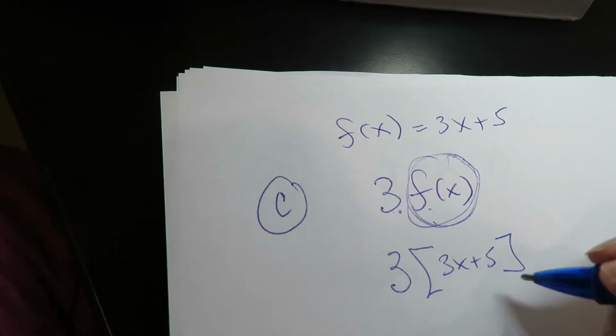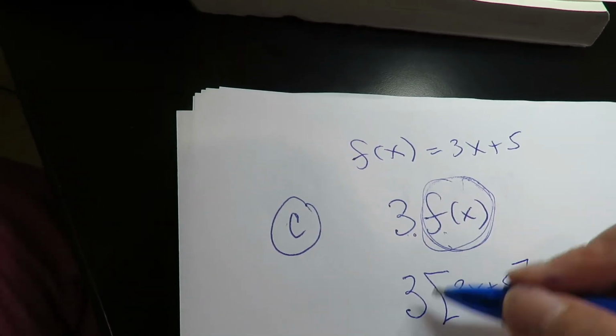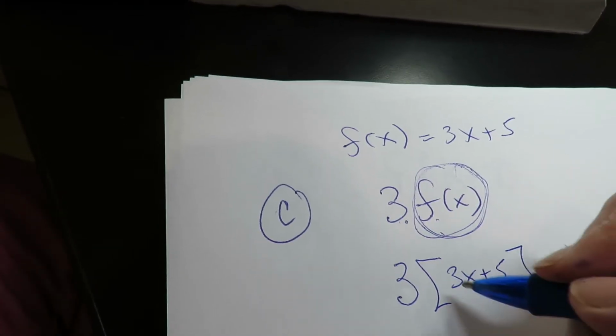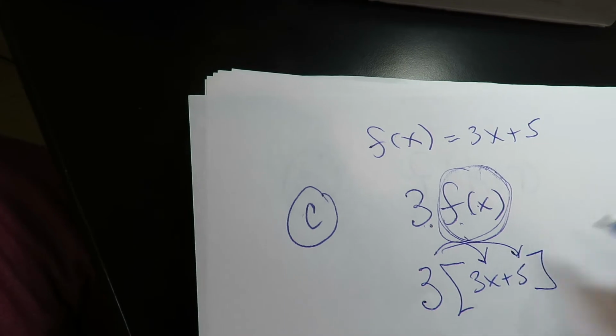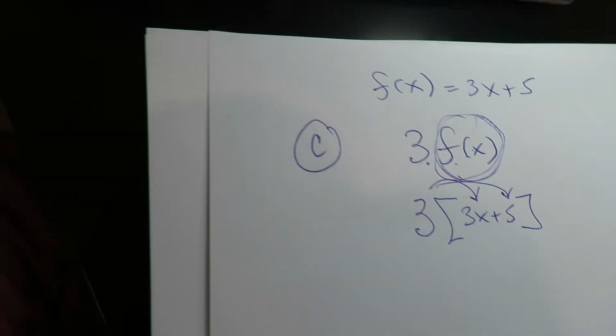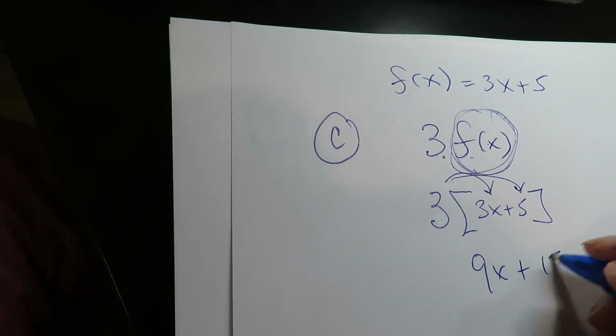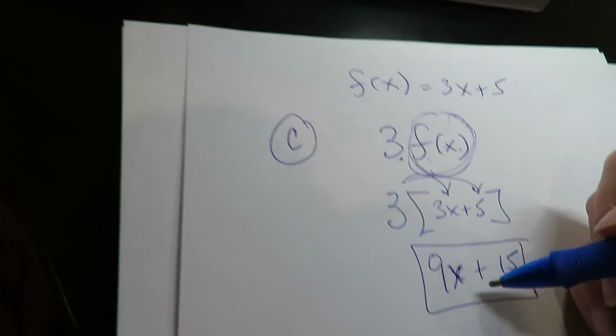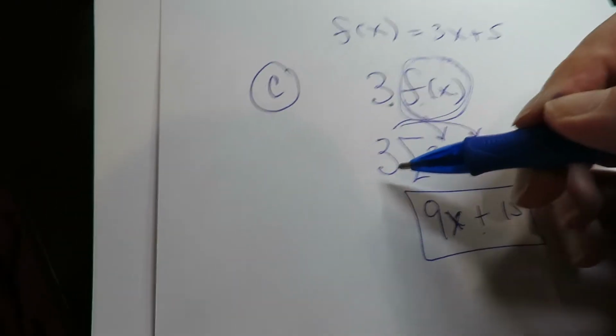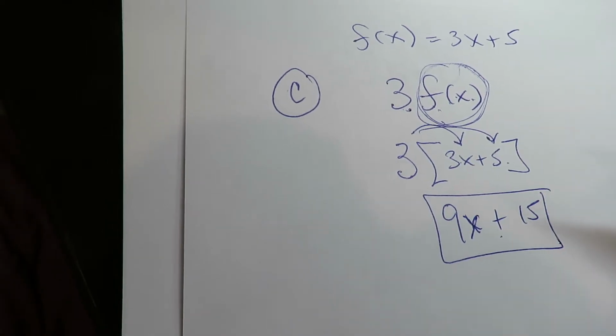You could use brackets or parentheses, it doesn't matter. I just like brackets sometimes for emphasis. So I'm going to do 3 times my f function. And I'm going to distribute the 3. And I'm going to get 9x plus 15. So 3 times f is 9x plus 15. Because you've got to distribute the 3 to each term.